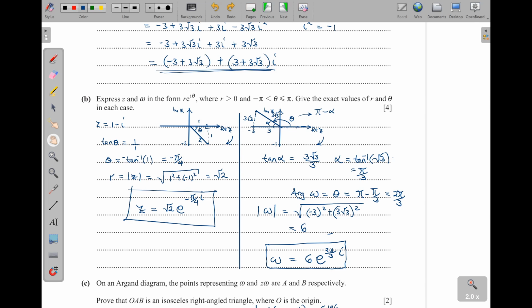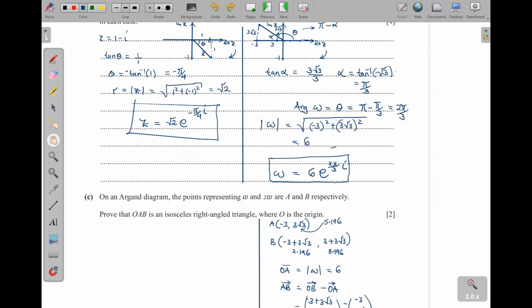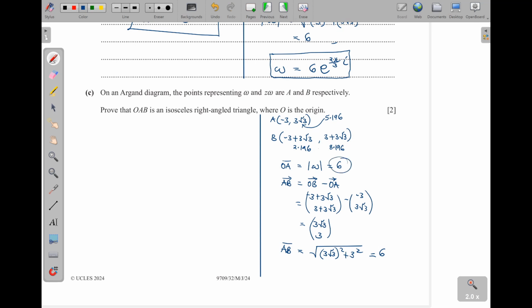If you get the calculator, we have the square root of (negative 3 plus 3 root 3) squared plus (3 plus 3 root 3) squared. I closed the brackets here, then squared, then also close the square. This one gives us 6 root 2. So AB is 6 root 2, OB is 6 root 2. And these two have given us the same value, 6 and 6. So this is an isosceles triangle.